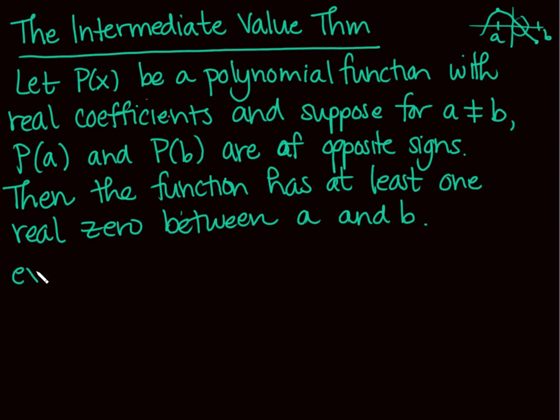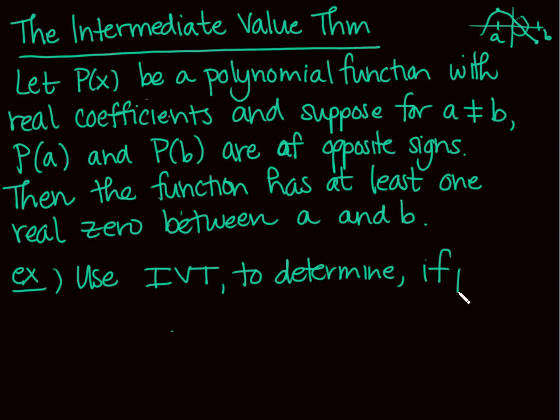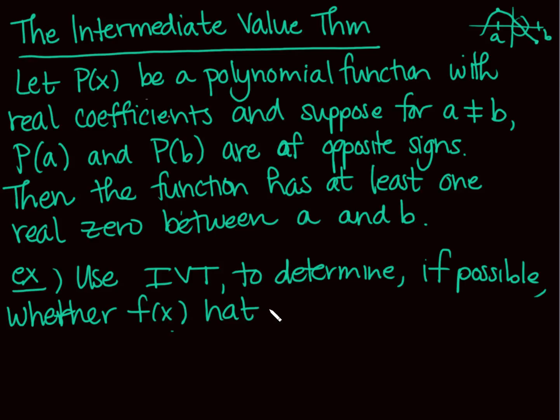So let's do a quick example. This is going to be pretty easy. Use the intermediate value theorem, or the IVT if you're cool, to determine, if possible, whether f of x has at least one real zero between A and B, the A and B given.